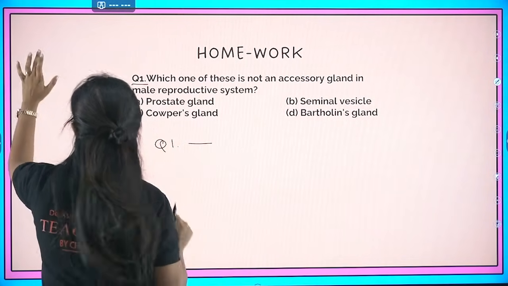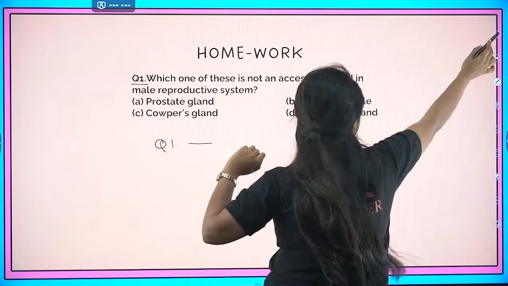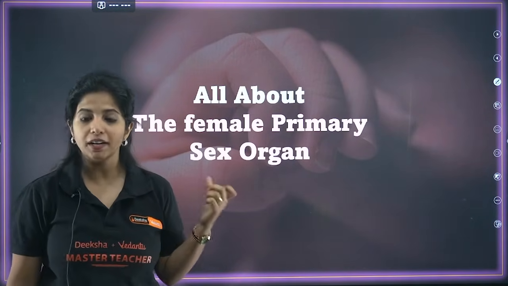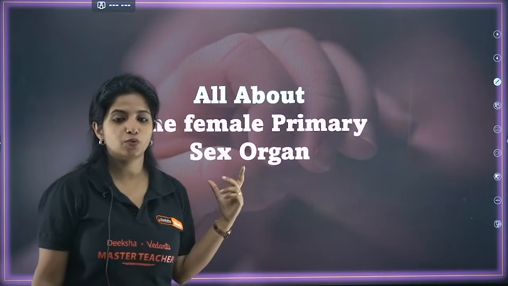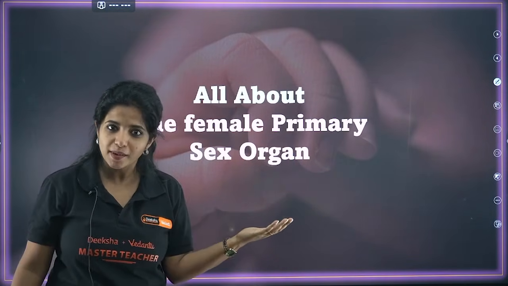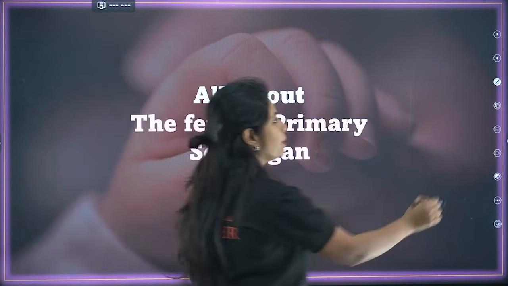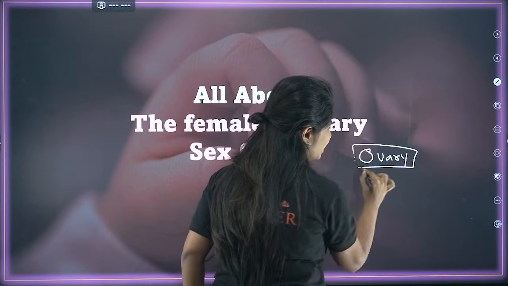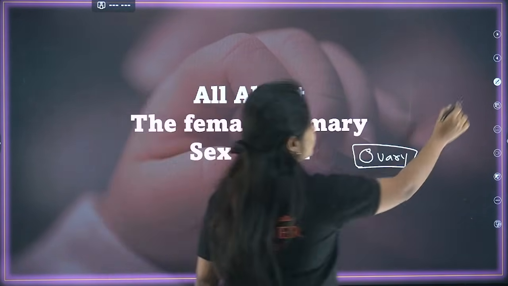Okay, fine ma'am. Let's go ahead then with the next thing: the female reproductive system, and starting with one very important thing, which is known as the female primary sex organ. What is the female primary sex organ? In the case of males, it was testis. In the case of female, it is going to be ovary. Okay, it is going to be ovary, and let's see how does it work.